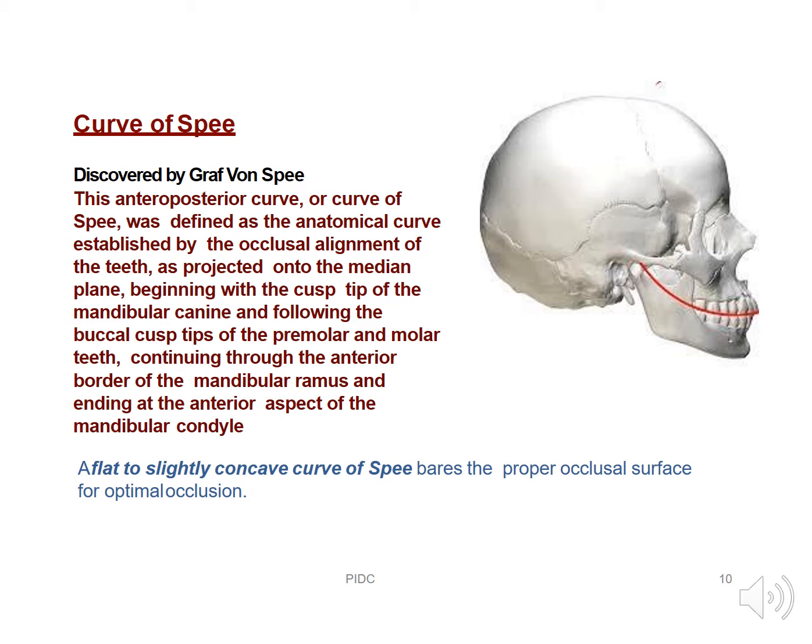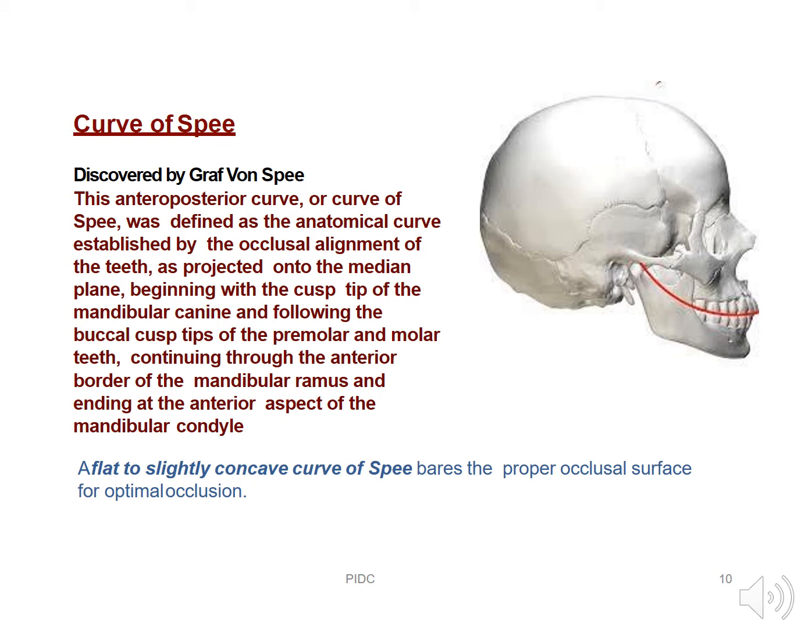The curve of Spee was discovered by von Spee. This anteroposterior curve, or curve of Spee, was defined as the anatomical curve established by the occlusal alignment of the teeth as projected onto the median plane, beginning with the cusp tip of the mandibular canine and following the buccal cusp tips of the premolar and molar teeth, continuing through the anterior border of the mandibular ramus and ending at the anterior aspect of the mandibular condyle.